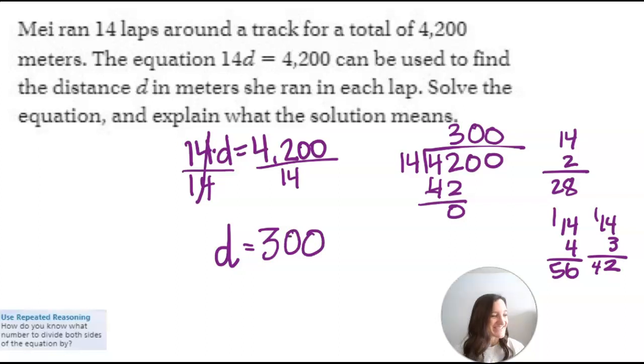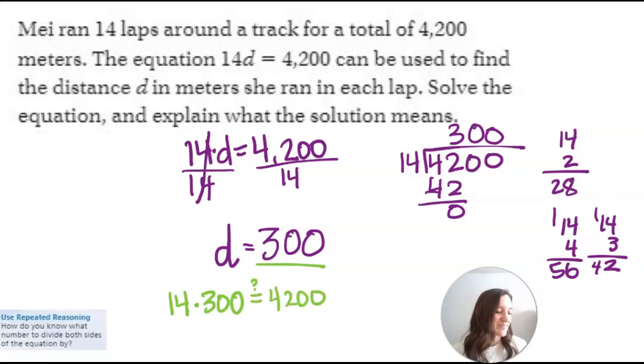Should we now check it to see if it's correct? Yeah. 14 times D, well, we now know D is 300. Hopefully, we get 4,200. Hopefully, if Mrs. Madsen did the work correctly, we'll get 4,200. Let's see if she did it correctly.